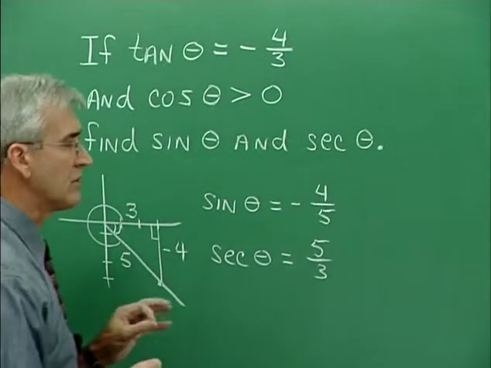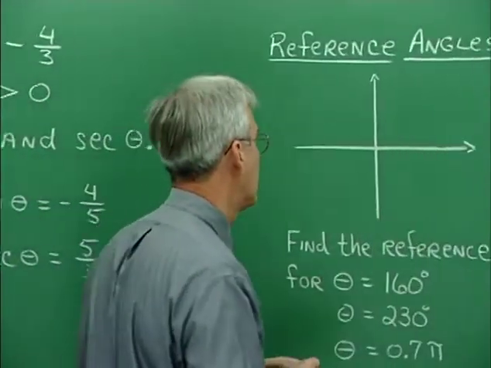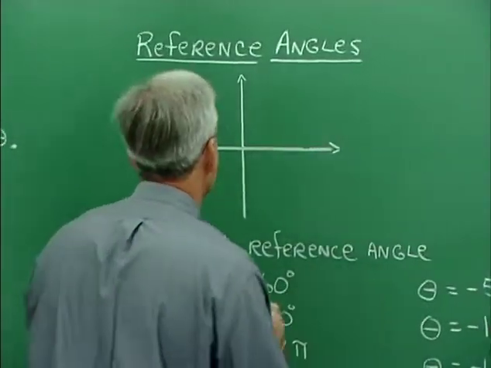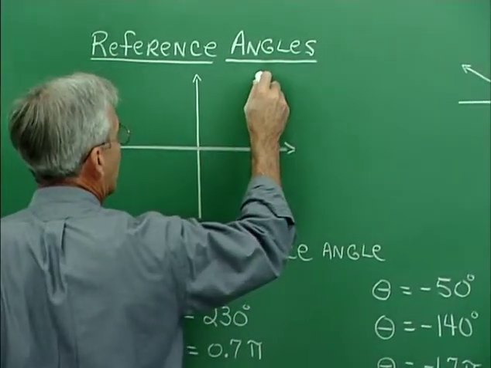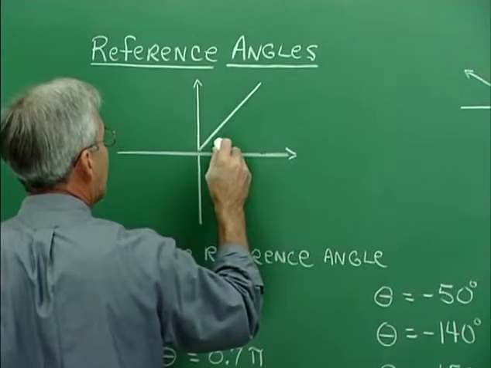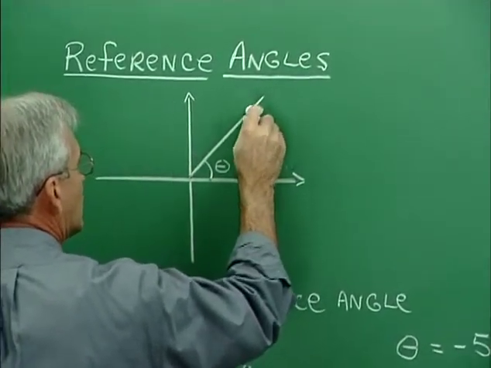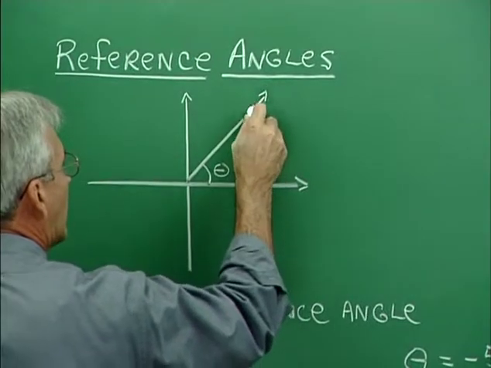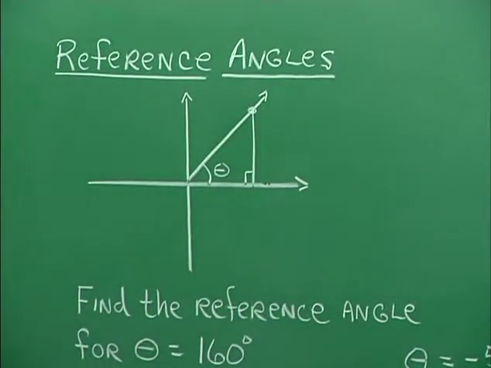Let's talk about reference angles and how to calculate them. That's going to come in handy here in just a little bit. We know that if we're in the first quadrant, we're thinking about our angle theta just right here, and that's all there is to it. We just choose a point on that ray, drop a segment down to the x-axis, and away we go.